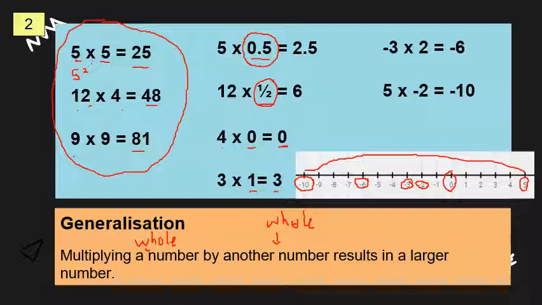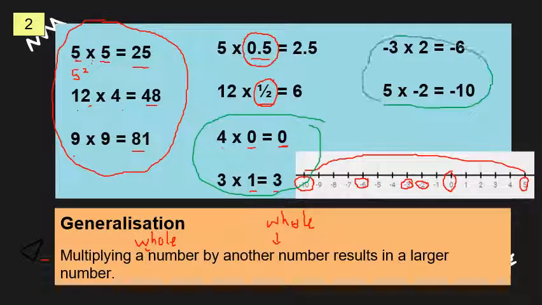Now, I'm not too sure. You couldn't say multiplying a whole number by another whole number, because these ones here, I'm going to use a different color, these guys here, and also these are whole numbers over here. Even though they're negative numbers, they're whole numbers. So we could say multiplying a positive whole number by another positive whole number results in a larger number, where that number is not 0 or 1.